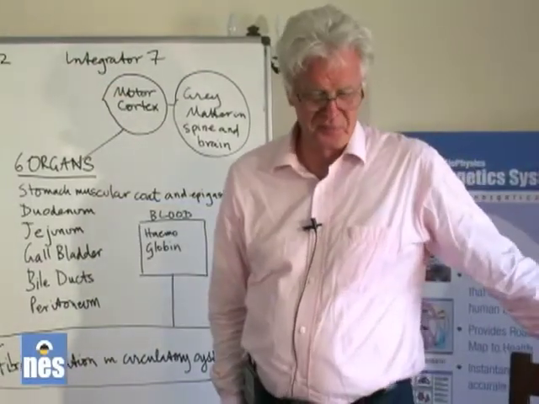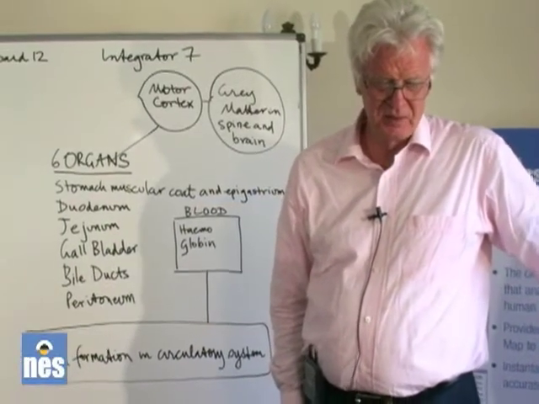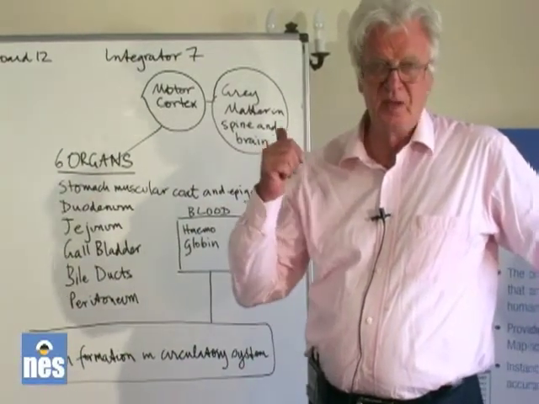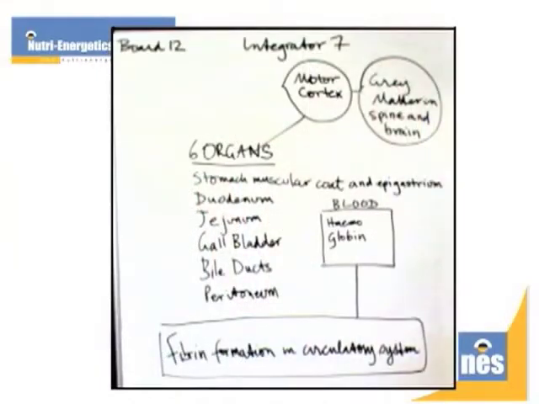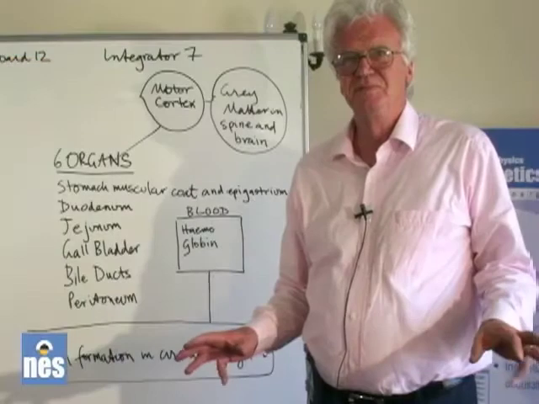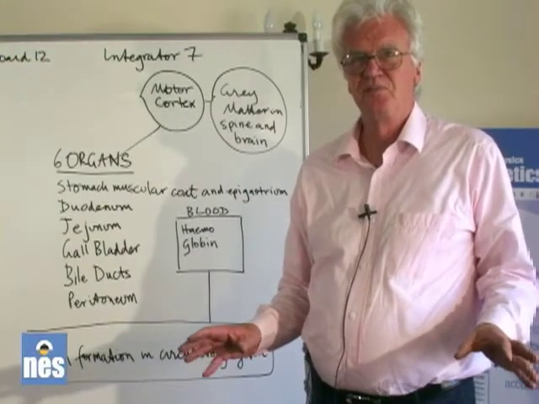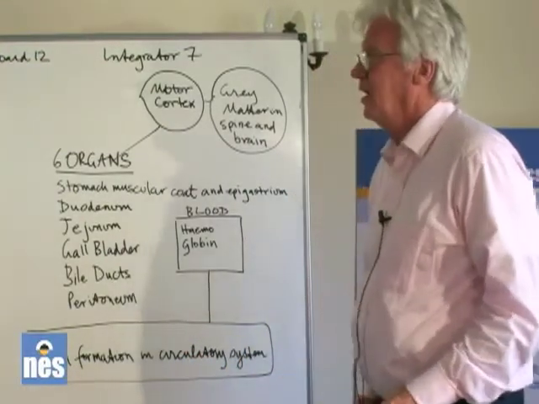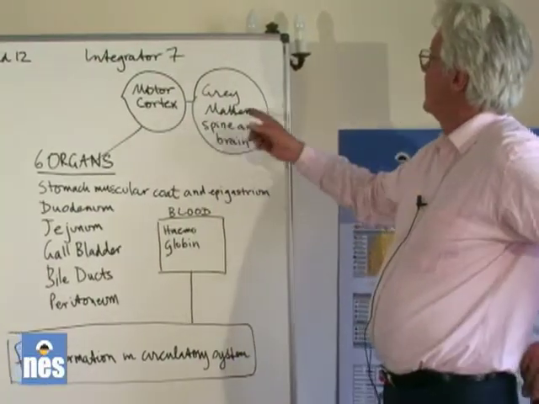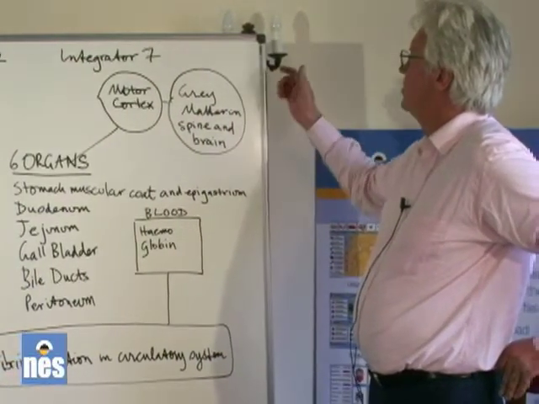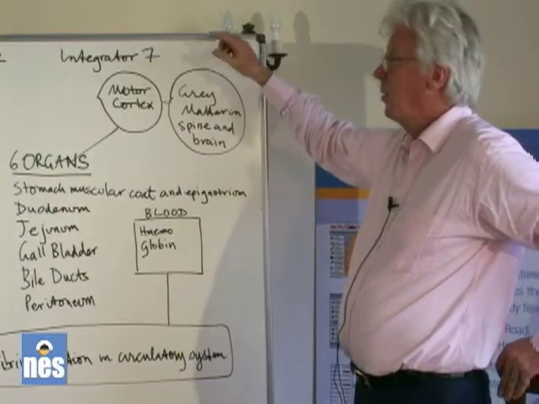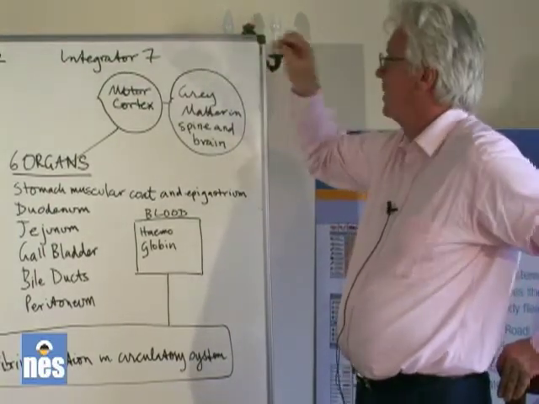Integrator 7 mind map. Here I think you only need to keep two things in mind, and those are motor cortex and the six organs. And people forget about the six organs because we've called it gallbladder, but we could have called it motor cortex and would have been much more accurate. Anything to do with twitches and numbness, paresthesia and so forth. Motor cortex and grey matter of the spine and brain. Remember, grey matter is integrator 7, white matter integrators 5 and 6.